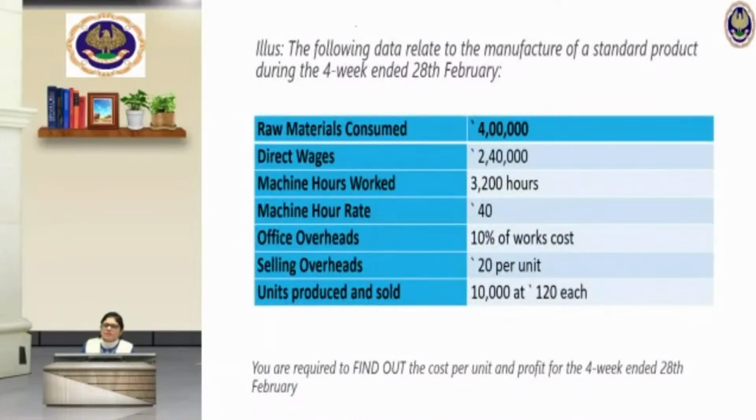So we have one illustration to understand. The more and more illustrations you do in unit and batch costing, the more you will understand the concept. See, in unit costing, there is no different concept. It's all what you already learned. Like you have learned the cost sheet, you have learned the elements of cost. It's just the application, how we actually calculate the cost per unit. So raw material consumed, then direct wages, machine hours worked, machine hour rate, office overheads are given, selling overheads are given, units produced, and so on.